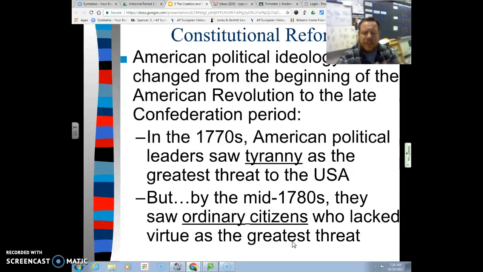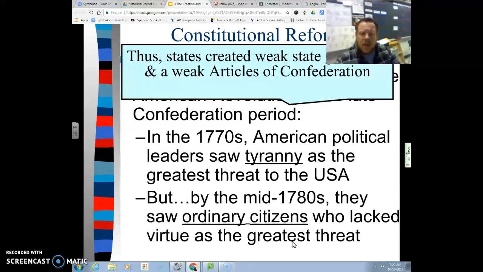Now, this leads to a move for more constitutional reform. Political ideology has changed from the Revolution until the late Confederation period, okay? In the late 1770s, tyranny was the greatest threat. By the mid-1780s, ordinary citizens who lack virtue are the greatest threat, because now our regular citizens, who think they have all these rights and natural rights, are saying, well, this isn't fair. We need to rebel now.